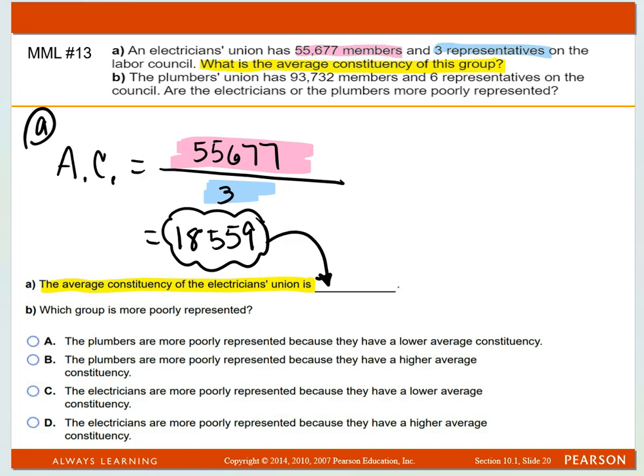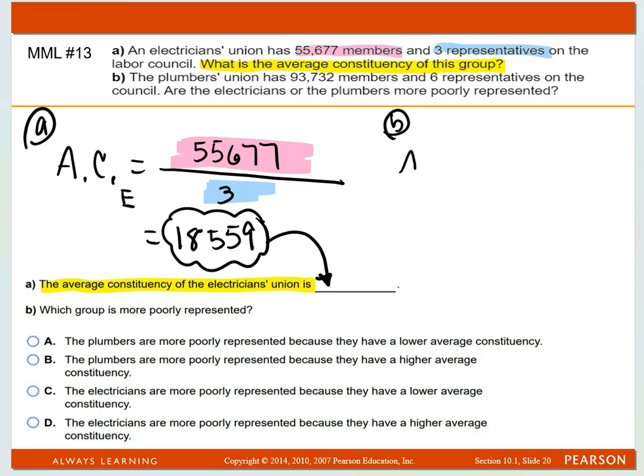Now, when you get to Part B, they want to know which group is more poorly represented. Well, in Part A, all they talked about was the electricians. But when you go to Part B, so let's see, Part A, this was the average constituency of the electricians. And then in Part B, they talk about plumbers. So if I'm trying to figure out which one's more poorly represented, I have to see what both of their average constituencies are, and whichever one has the larger average constituency, that one's the more poorly represented.